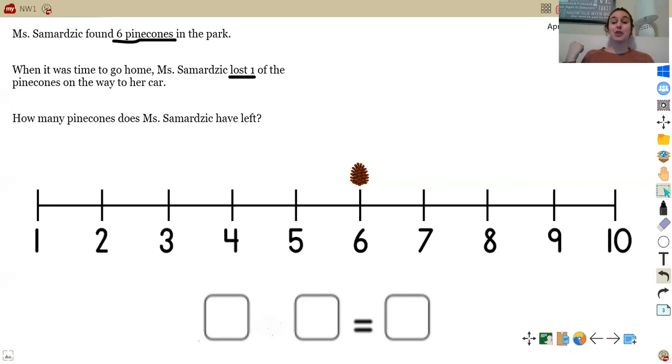So when you subtract on a number line, you move left. So subtracting on a number line, you move left or you move backwards. And this tells us I only lost 1. So I only need to go back 1. So how many pine cones does Miss Samajich have left? Well, I can see on my number line that I have 5 pine cones left because my pine cone is now on the number 5.